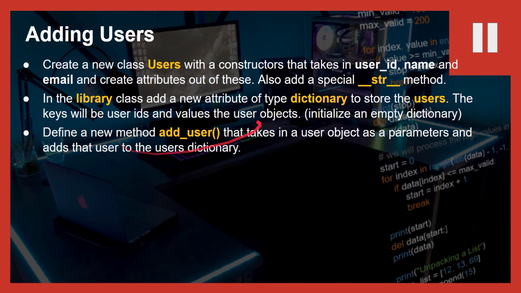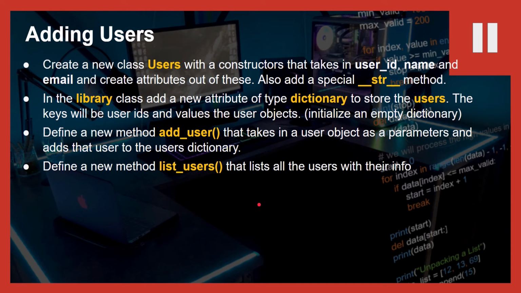Define a new method, add user, that takes in a user object as a parameter and adds that user to the users dictionary. And again, this is a question. I deliberately left it out: where should you create the add user method? Should it be in the book? Should it be in the user? Or should it be in the library? Try to figure that one out.